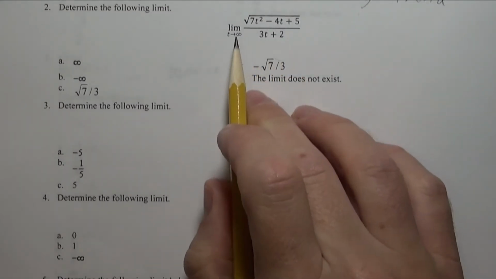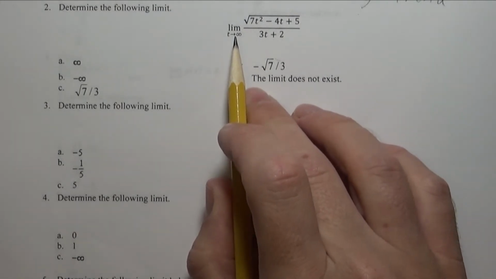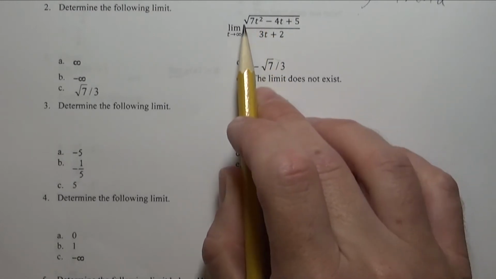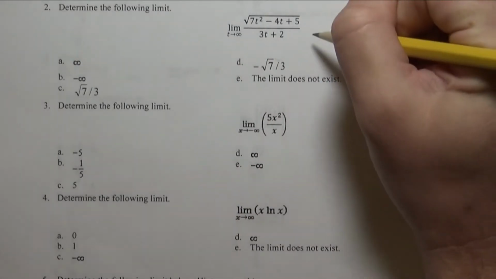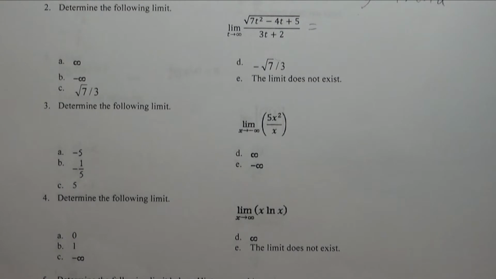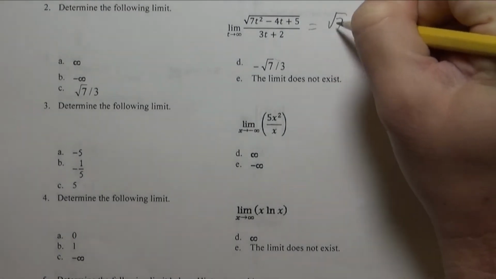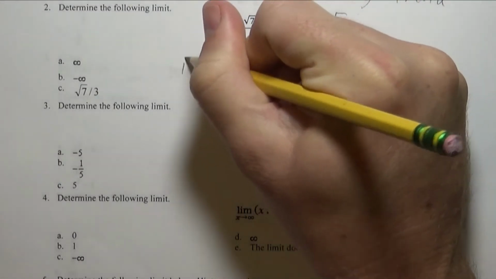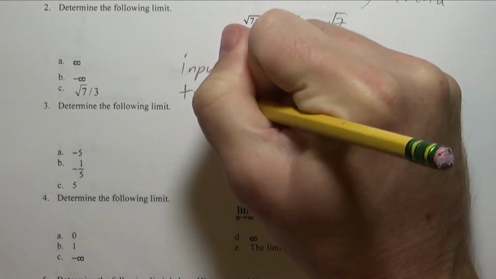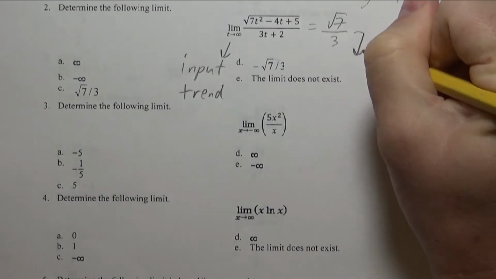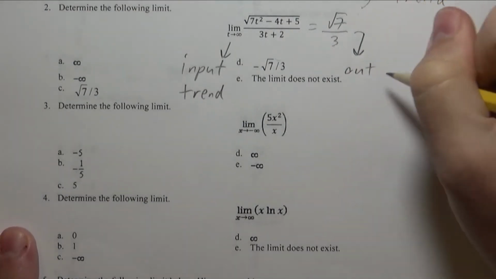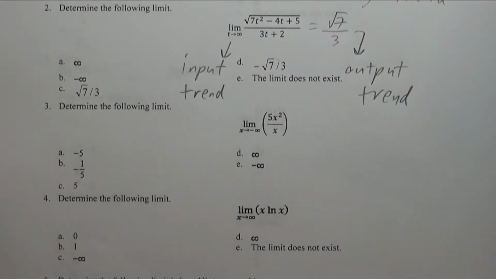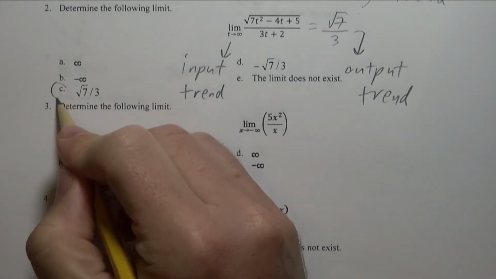Here we have the input increasing forever to a billion, a trillion, a quadrillion, and never ending. And it appears that this order is 2 on top, but it's actually 1 because I'm square rooting t squared. So all you do, once again, to determine the output trend of this function is simply take a ratio, and that's it. This we call the input trend, and this we call the output trend. And that should do it. So C it is.